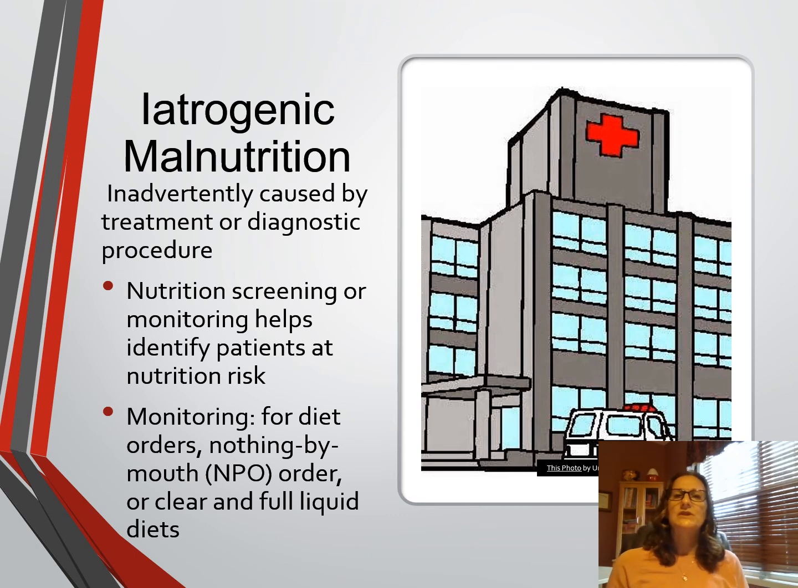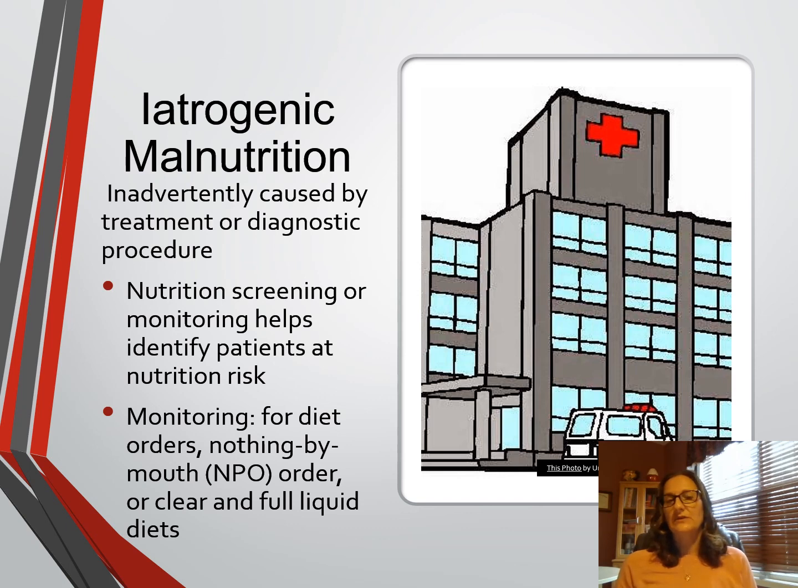There is a term we use in healthcare, and it's called iatrogenic malnutrition. Up to 40% of patients admitted to the hospital are malnourished when they arrive and are admitted to the emergency room, or they experience what's called iatrogenic malnutrition during their stay. The term iatrogenic malnutrition is caused inadvertently by a procedure or treatment while the patient is in the hospital.